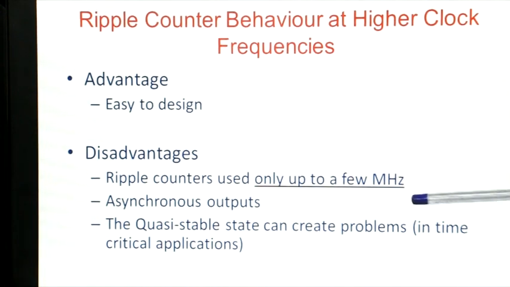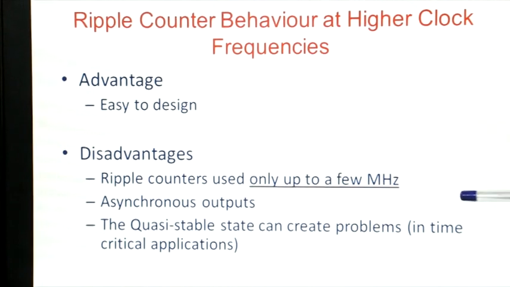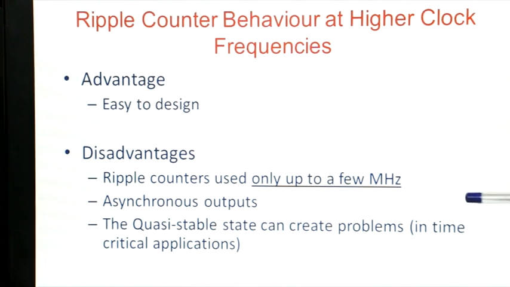The outputs, why? Because the outputs are asynchronous outputs. Therefore, in several applications this may not work, especially wherever this quasi-stable state, in our case that state 110, came for a very short interval and then it disappeared. This can create trouble in time critical applications.